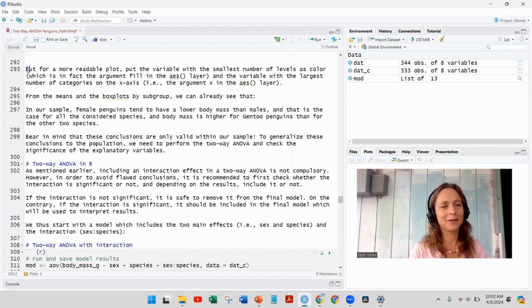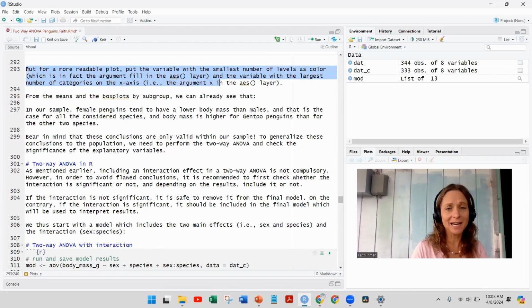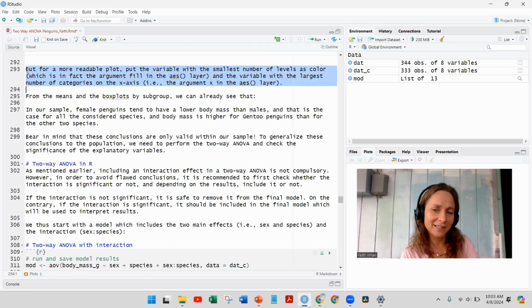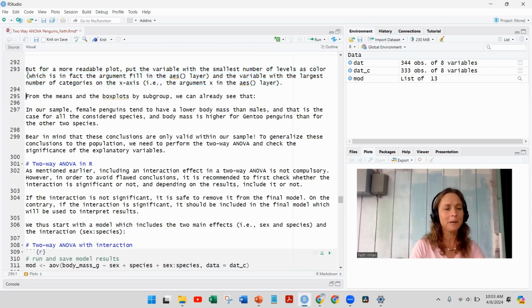All right. So this website says for a more readable plot, put the variable with the smallest number of levels as color, and the variable with the largest number of categories on the x-axis. Again, I think that depends on the data and your story.